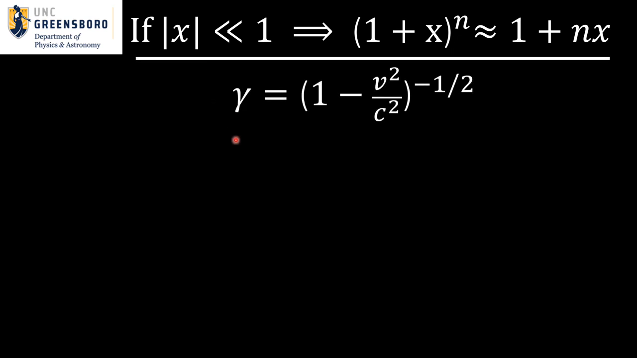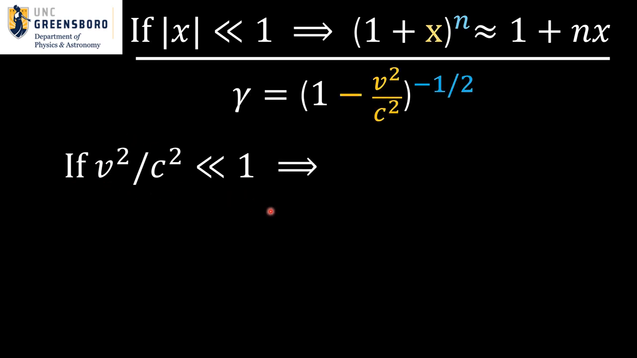Now let's look at gamma, which is 1 minus v squared over c squared, that entire quantity raised to the negative 1/2 power. So if v squared over c squared is much less than 1, then we're going to let x equal negative v squared over c squared and n equal negative 1/2. And so gamma is going to be approximately equal to 1 plus v squared over 2c squared.